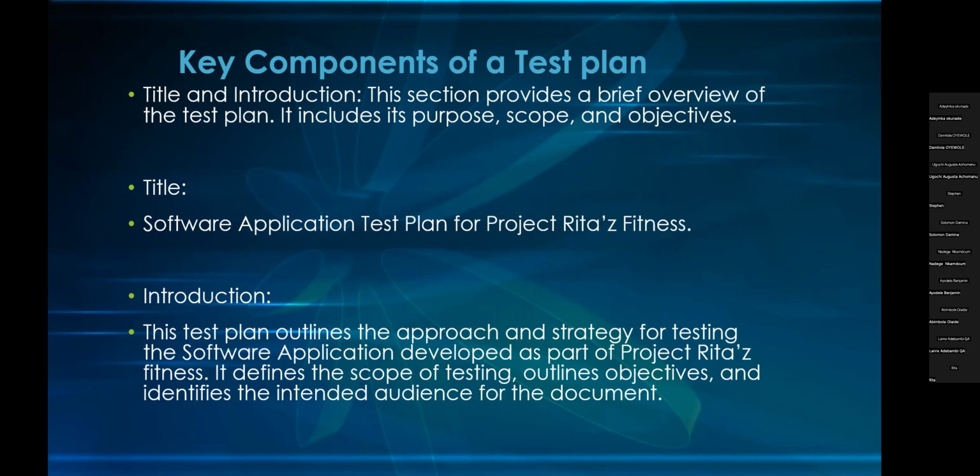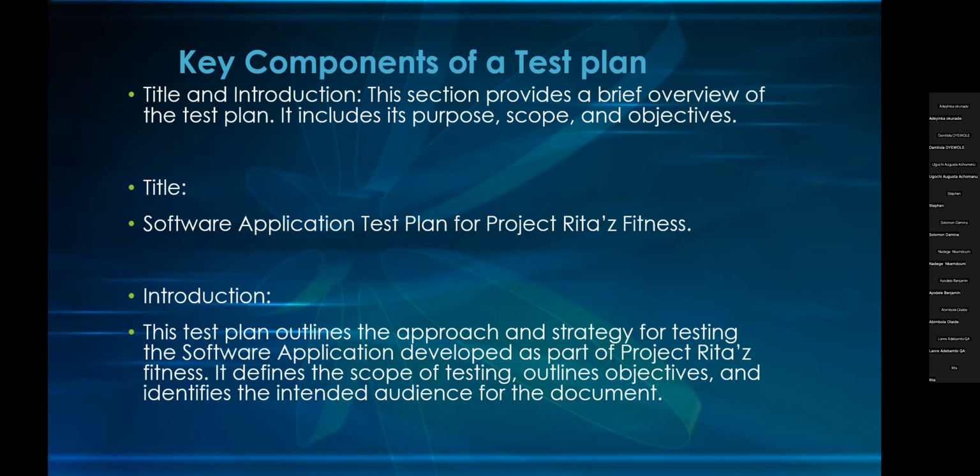Then you come to the introduction part. This is another example of the introduction part, which is: the test plan outlines the approach and strategy for testing the software application developed as part of Project Rita's Fitness. It defines the scope of testing, outlines objectives, and identifies the intended audience for the document. So this is where you list the things that will be foreseen as the person goes deeper into your test plan.